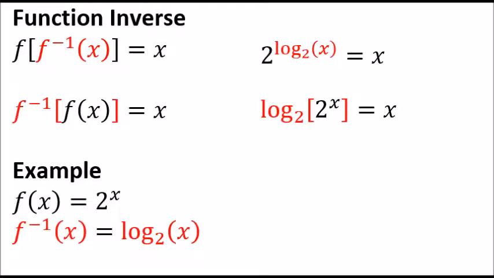By definition of inverse functions, 2 to the base 2 logarithm of x equals x. This is seen in the top line on the right. In the next line, we see that the base 2 logarithm of 2 to the x also equals x. Once again, the order in which we evaluate the function and its inverse doesn't matter. We get the same answer either way.